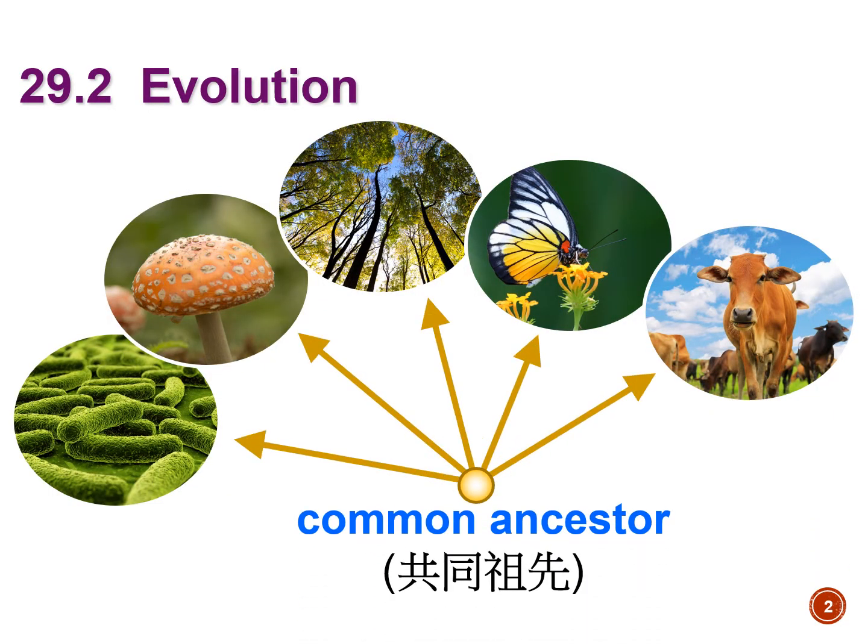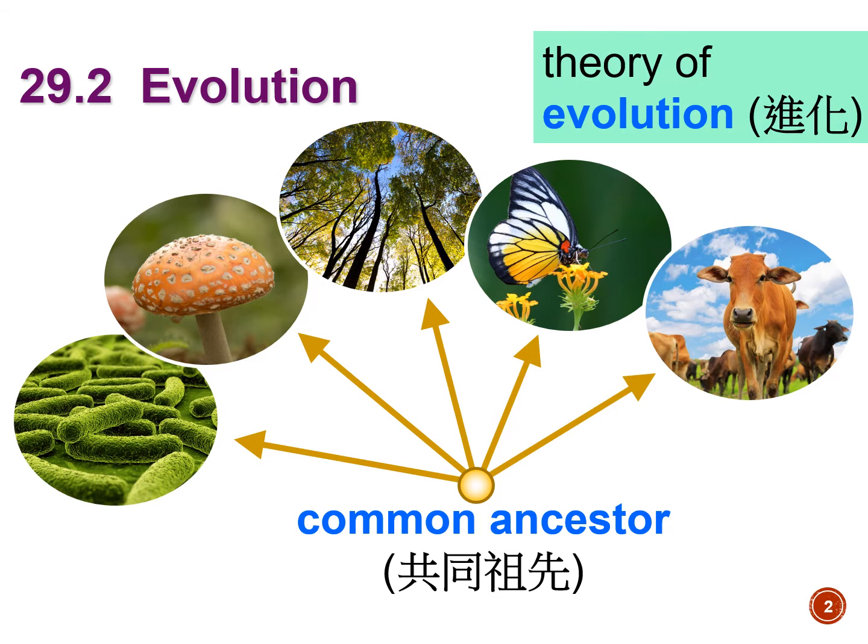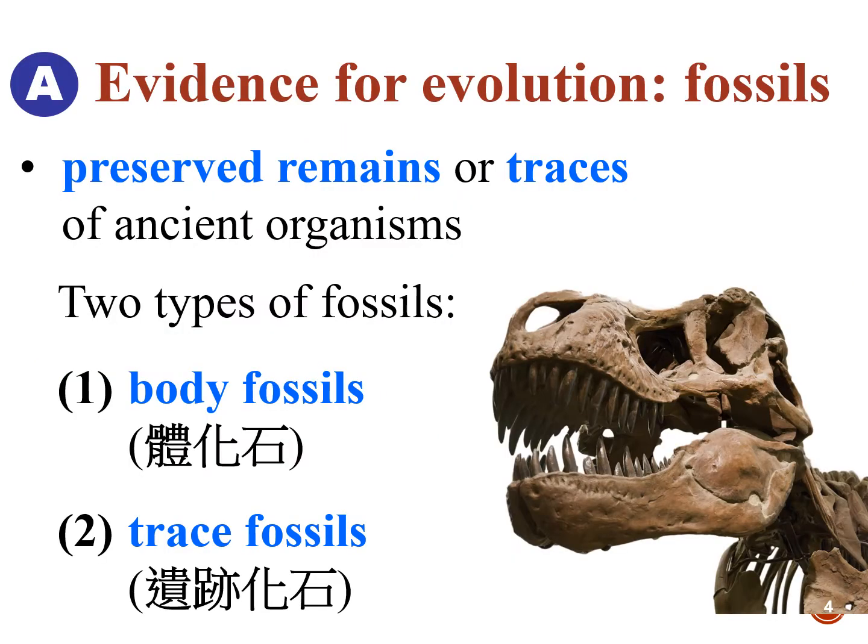All the organisms nowadays have a great diversity, and they all come from a common ancestor. We call this the theory of evolution. There is a lot of evidence in the world showing that evolution really occurs. One of the examples is fossils, 化石. Fossils are the preserved remains or traces of some ancient organisms. And there are two types of these fossils.